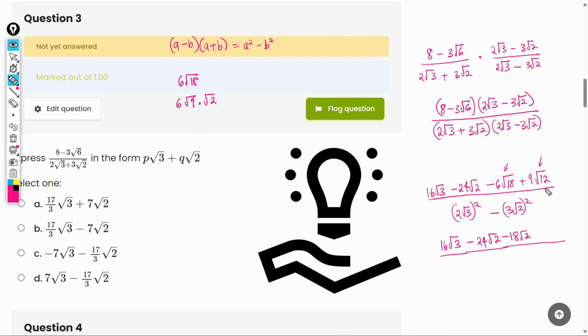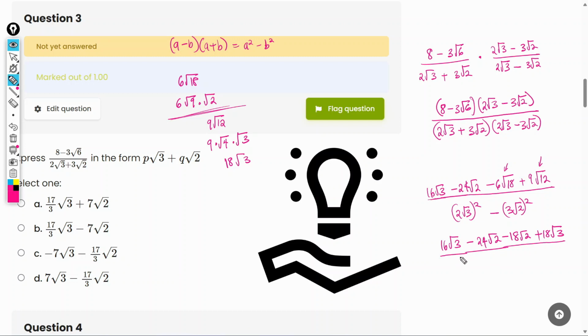We can do the same thing, all right? Because if you have 9 root 12, there's a perfect square in 12, right? That's 4. So you can write this as 9 times root 4 times root 3. And then root 4 is 2, so we can write this as 18 root 3. All right, that's plus 18 root 3.